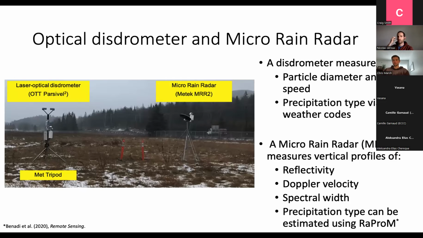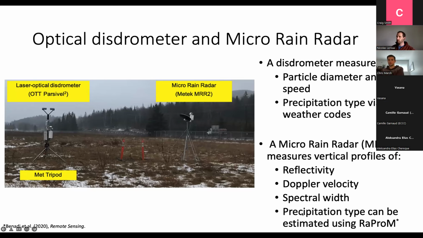So for those who are not familiar with what a disdrometer and micro rain radar are, I'm going to introduce those here. So here's a picture of a disdrometer. Here we're using the Parsivel 2. And the disdrometer measures particle diameter and fall speed, and also gives us the precipitation type via some weather codes. So this is pretty neat for our research right now. And the micro rain radar measures the vertical profiles of reflectivity, Doppler velocity, and spectral width.